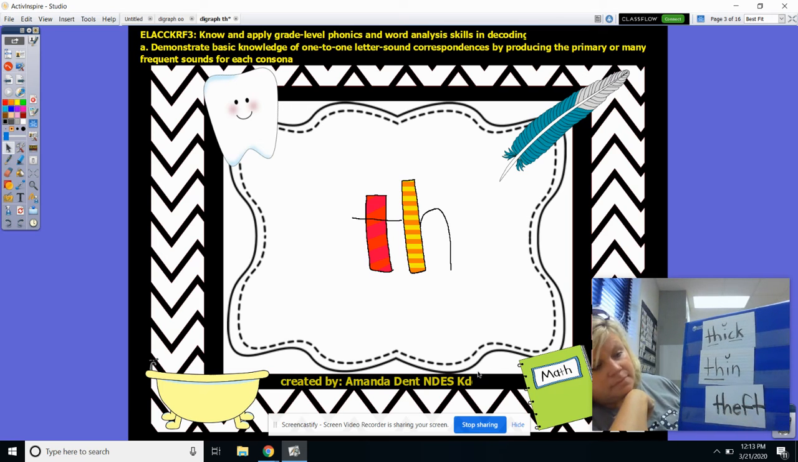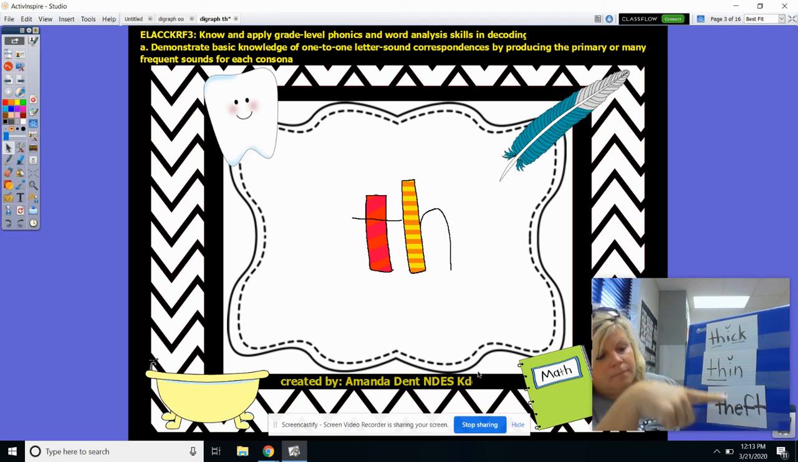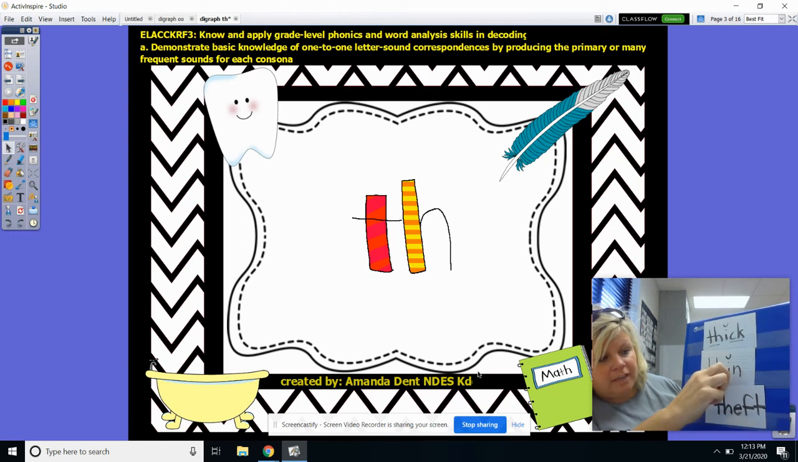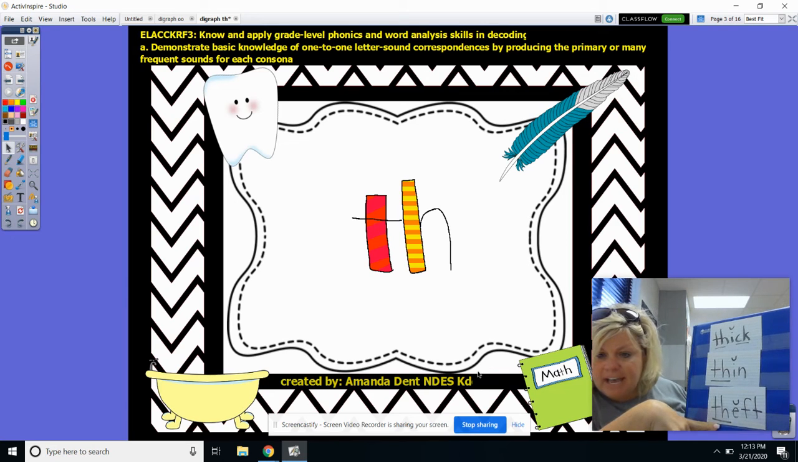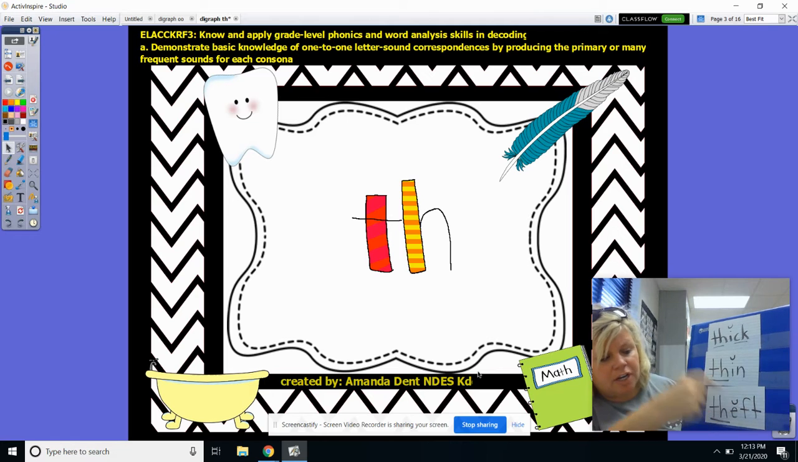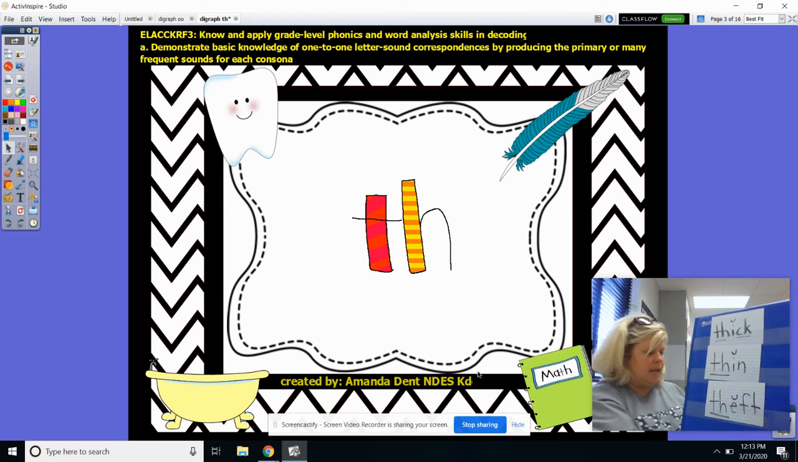Theft. See if you can code that word. Theft. Flip it on over. Underline the TH because it's the digraph. Short E because it's followed by a consonant. And you're going to code it with a breve. Theft. Excellent job, kiddos.